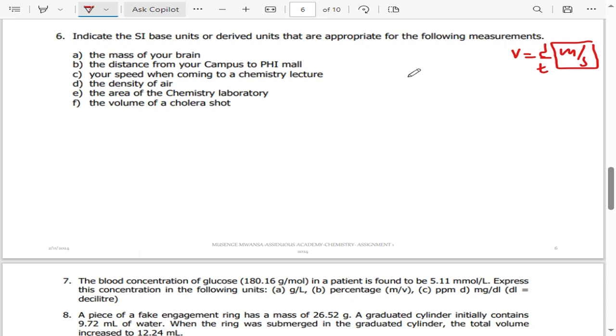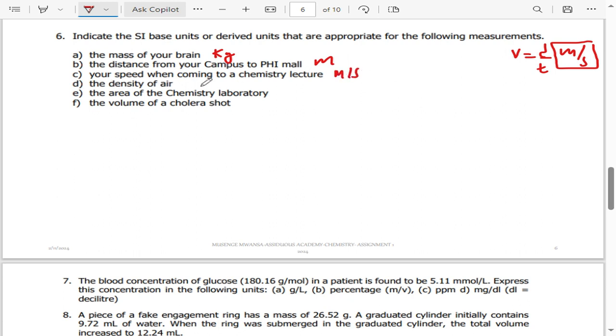So if you look at the mass of your brain, what do you think is the unit in which you are going to measure it? Because it is mass, this is kg. The distance from your campus to your residence, this is distance. The SI unit for distance is meters. Your speed when coming to a chemistry lecture, speed, as we said, is given by distance over time. Distance is in meters, time is in seconds, so it is going to be meters per second.